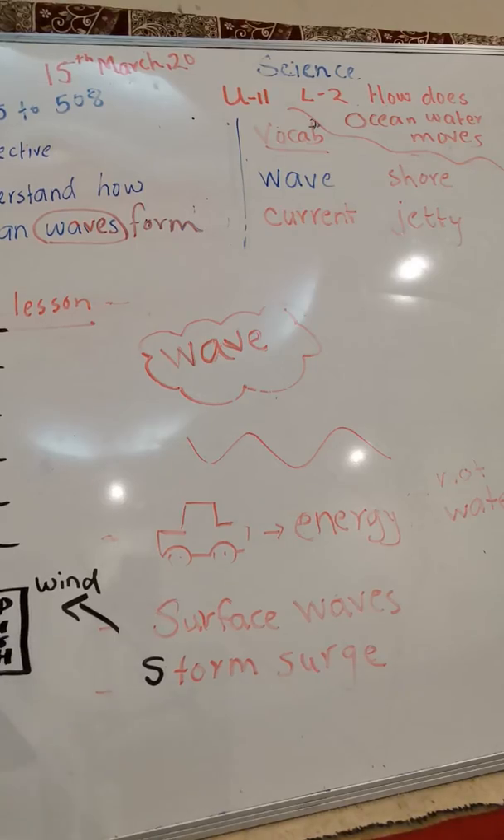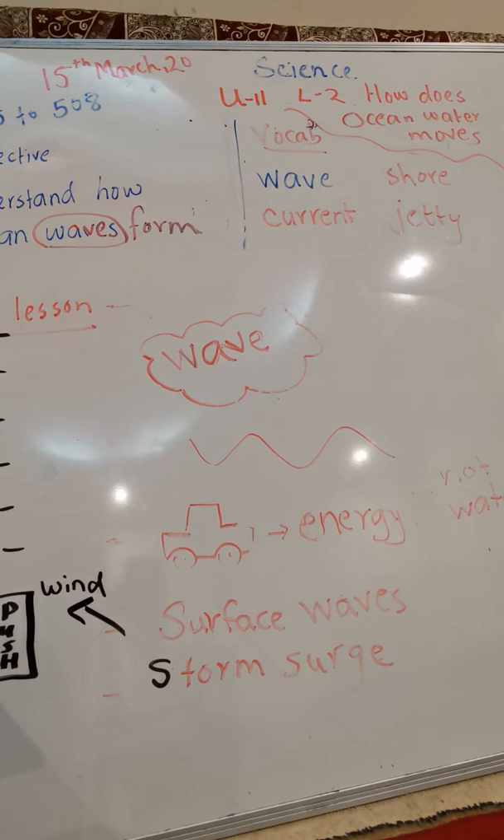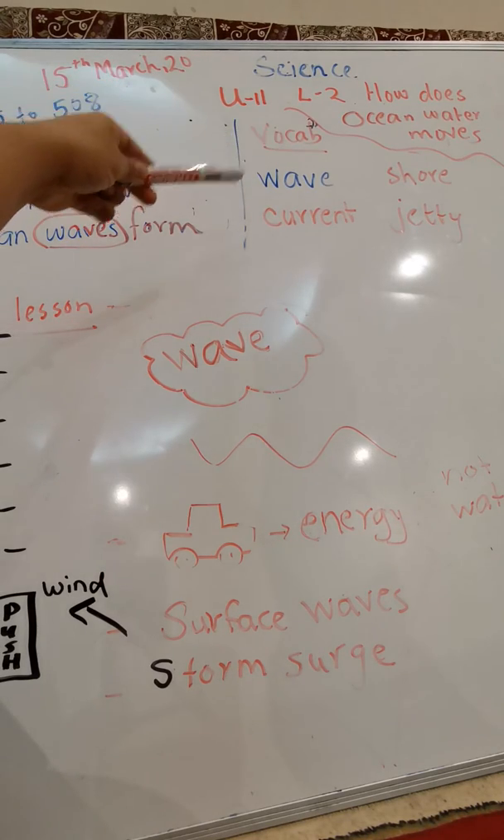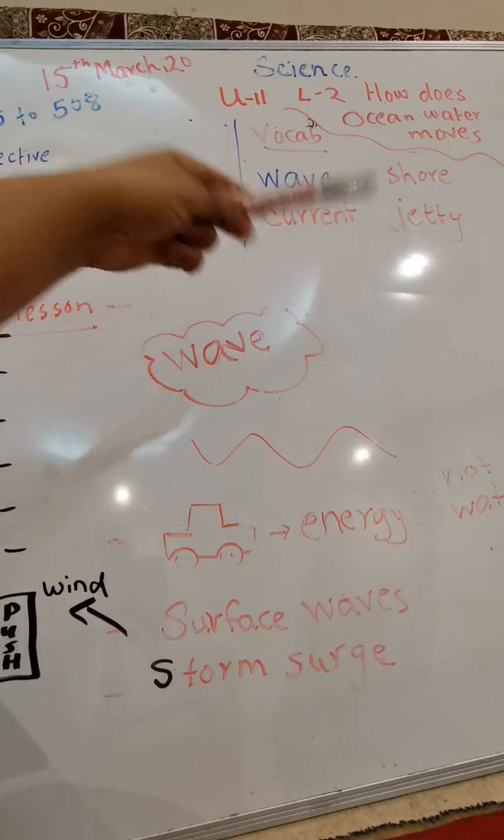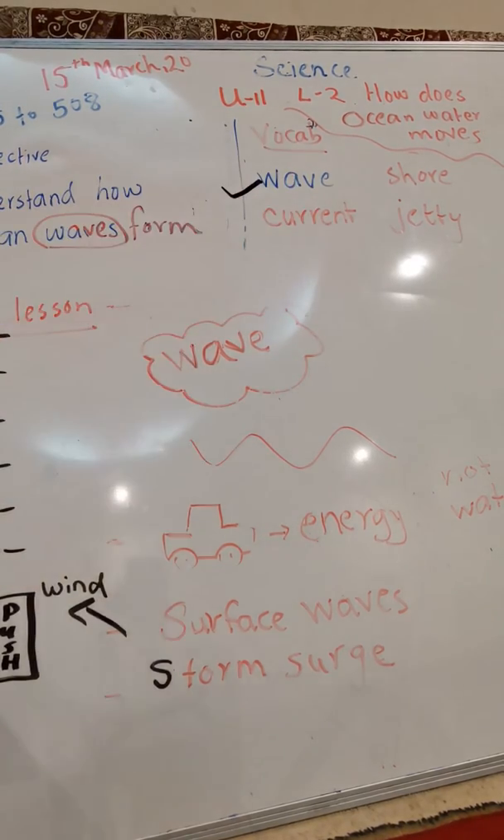So, girls, you have seen a small video before we started the lesson. The vocabulary words are wave, current, tide, shore, and jetty. Today we will learn about wave.